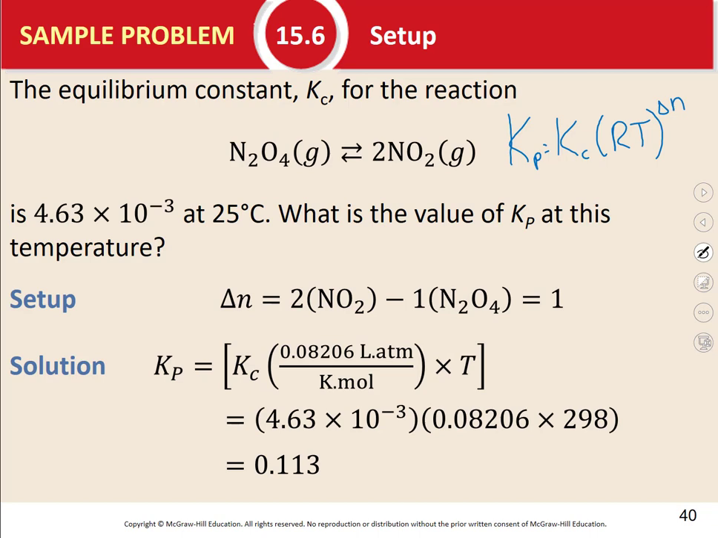Then you plug everything into the equation. Kc was given in this problem to be 4.63 times 10 to the negative third. R, we're going to use the value of R in terms of atmospheres, so 0.08206 liter atmospheres over Kelvin moles. T, you need that temperature to be in Kelvin in order for it to cancel out with the units in our R value. And in this case, delta N is 1, so that second term RT is just raised to a power of 1. And we get what our Kp value is here.